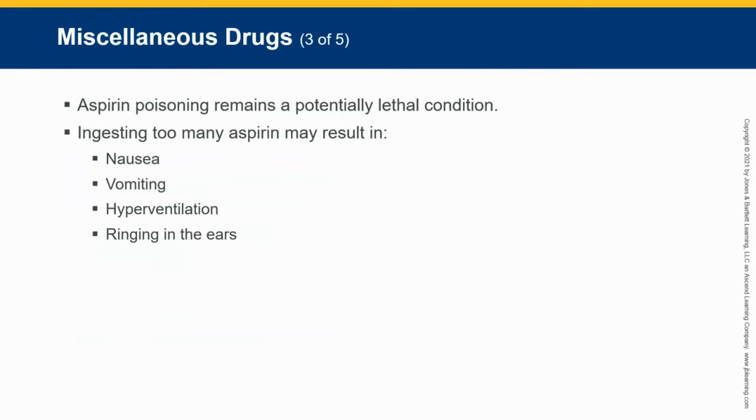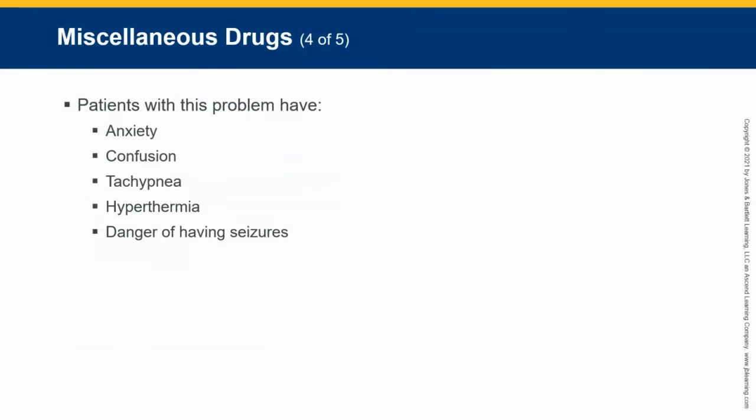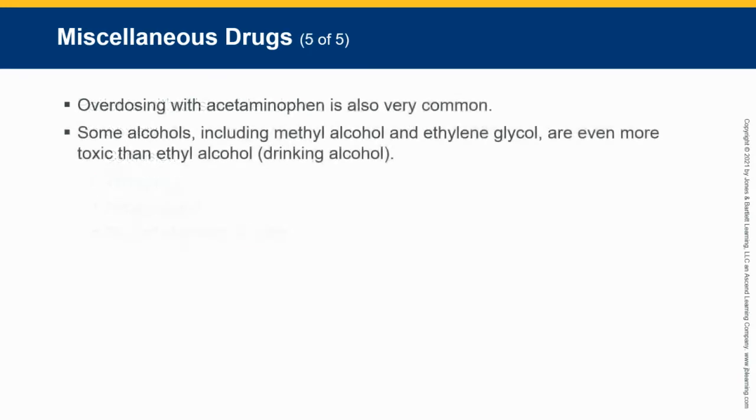If someone overdoses on aspirin, they may be nauseous, they may vomit, they may start hyperventilating, they may develop a ringing in the ears. That is just a clue to an aspirin overdose. Nobody ever died from ringing in their ears. And patients that have this problem can be anxious or even confused. They might have a high body temperature or hyperthermia. They are always in danger of having seizures, and you might see increased respiratory rate as well.